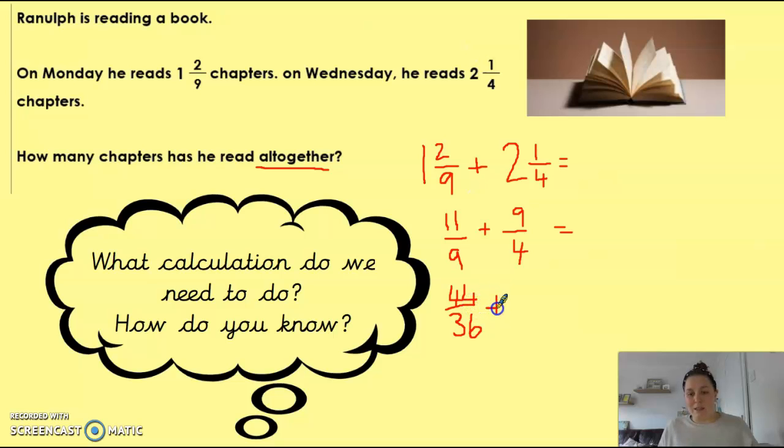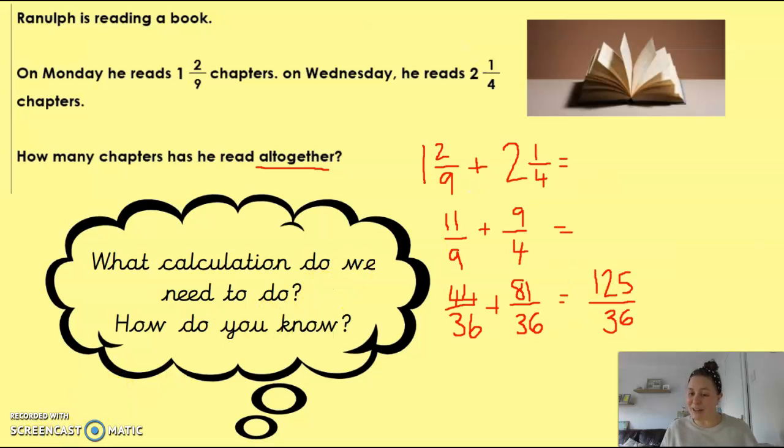Then 4 times 9 is 36, and 9 times 9 is 81. So I have got 44, add 81, which is 125. Again, relying on my calculation skills. If we were in school, I'm sure somebody would shout out that that was wrong. Hopefully it's not today. 125 over 36. And our next step then is to find out what that looks like as a mixed number.